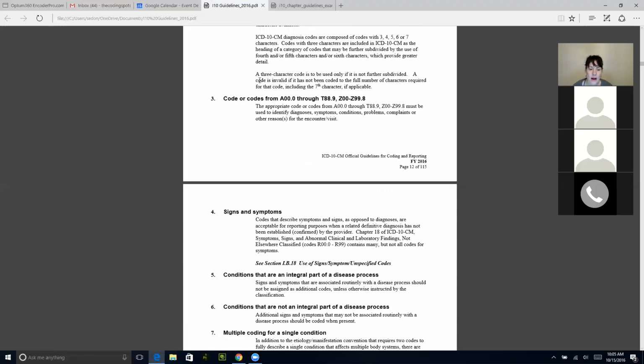And let's move right along. So we can go to 3, code or codes from A00.0 through T88.9, and then comma to our Z codes. The appropriate code or codes from these categories must be used to identify diagnosis, symptoms, conditions, problems, complaints, or other reasons for the encounter visit. So that's just telling us that those are the codes that we'll use for diagnosis, symptoms, conditions, problems, complaints, or other reason for the encounter visit.